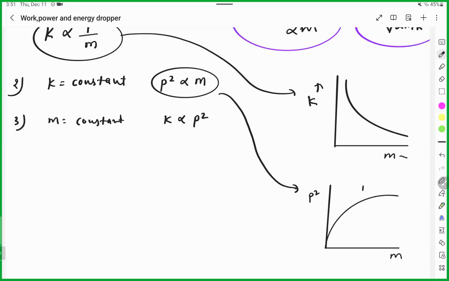Understood? Here, kinetic energy is constant. Here, P is constant. And last, K is directly proportional to P square, so it will be the opposite graph, because if P increases slightly, the kinetic energy change will be very, very high. In this case, it will be like this. Any doubt, guys? No, sir.